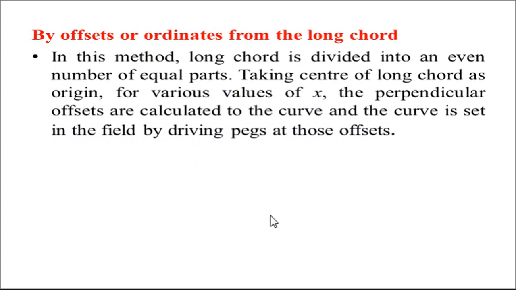First one: offset or ordinate from the long chord. This is one of the linear methods for setting out the curve. In this method, the long chord is divided into an even number of equal parts. Taking the center of the long chord as the origin, for various values of x the perpendicular offsets to the curve are calculated, and the curve is set in the field by driving pegs at those offsets. The detailed procedure is explained in the next slide.